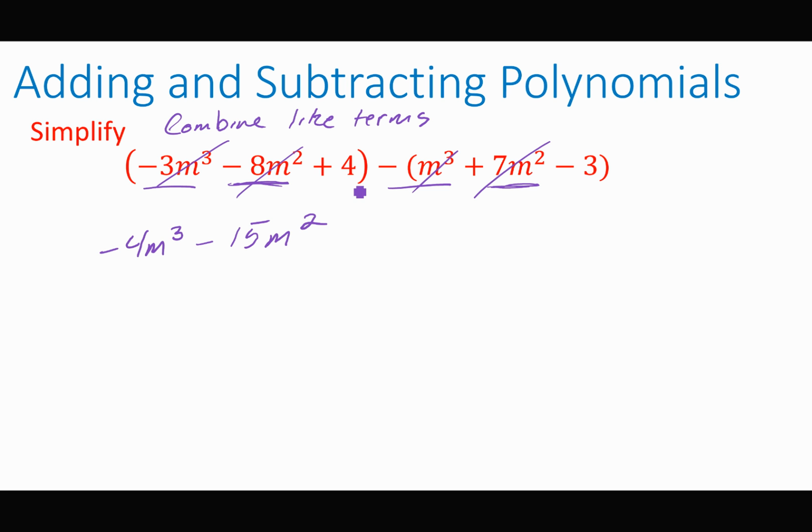And the only thing left is the constants. So 4 minus a negative would be addition, and so this would be plus 7. For adding, do the same thing.